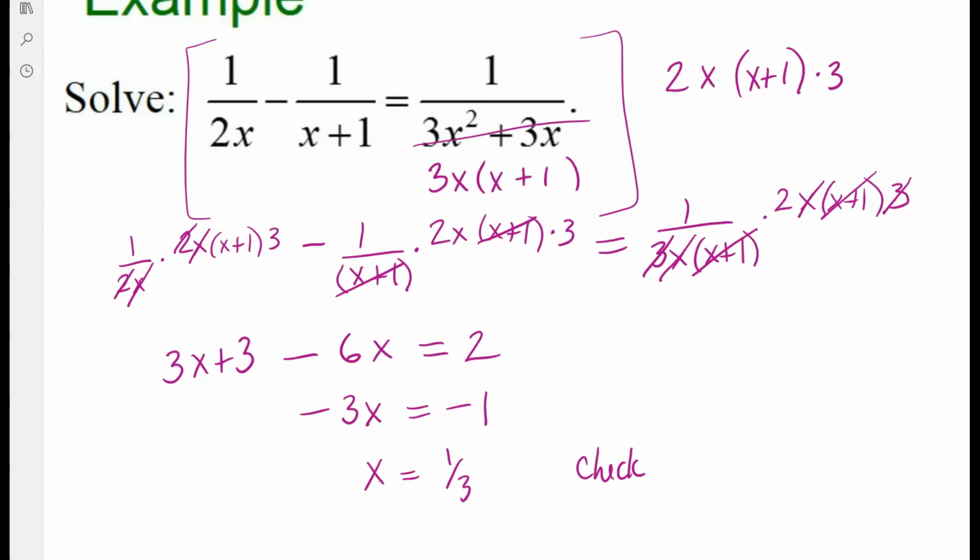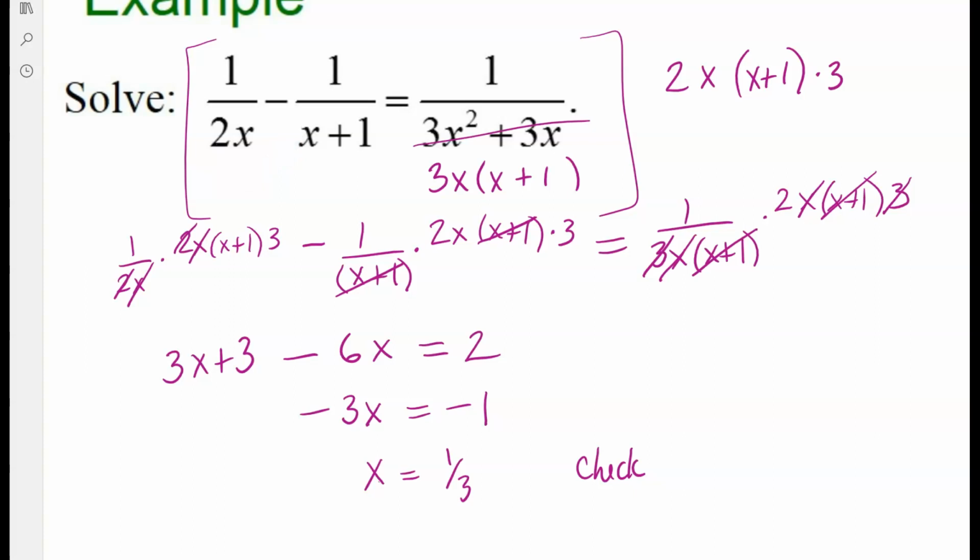Now the check is pretty easy to do. I don't have to figure out what the denominator is equal to. I just have to know, is it going to equal 0? And so if I substitute 1/3 for the x in this first denominator, I have 2 times 1/3. I don't really care what that is as long as it's not 0, and it's not 0. And then if I take this x right here in the second denominator and I substitute 1/3 for that, I get 1/3 plus 1, definitely not 0.